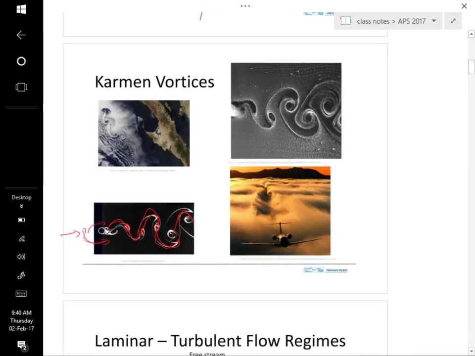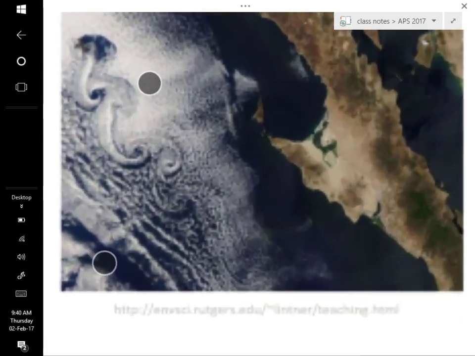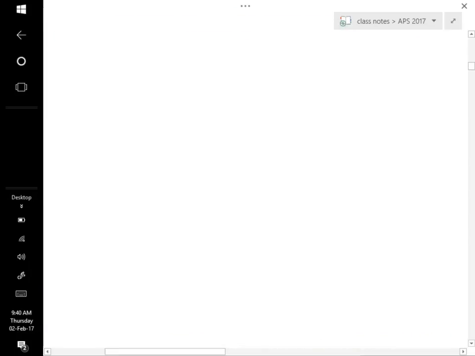Okay, so that's in the laboratory, and we see these things though in a variety of settings. This is a satellite photograph.